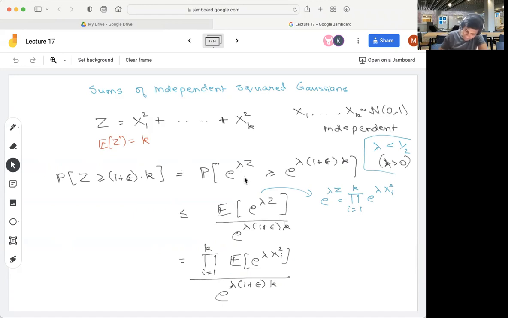But then we know how to calculate this. It's just 1 over square root of 1 minus 2 lambda for each of these xi's. So there are k of them. So this is a bound on the probability that we are studying. Any questions before we continue?